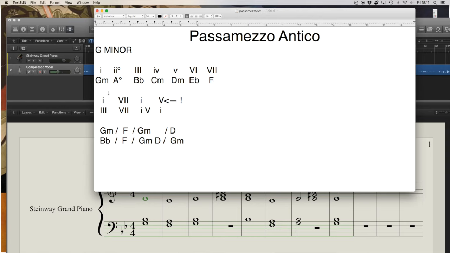And so the passamezzo antico goes G minor, F, G minor. You guys might remember this from last week. That's a D, like the Andalusian cadence. We've got that leading tone. In this case, it's in the 5, and it's used just as a way to resolve us around. And in this case, it does it.